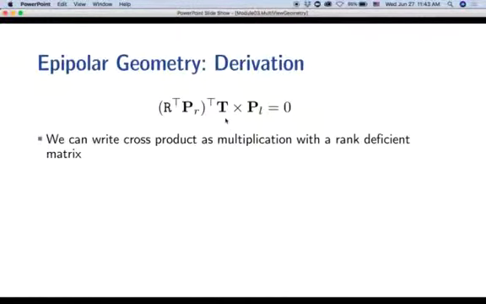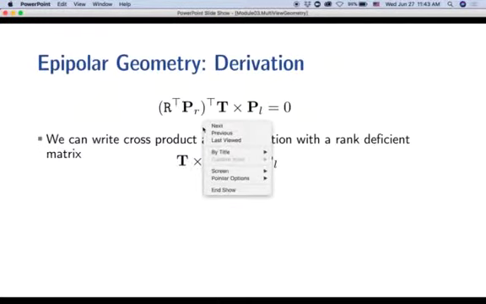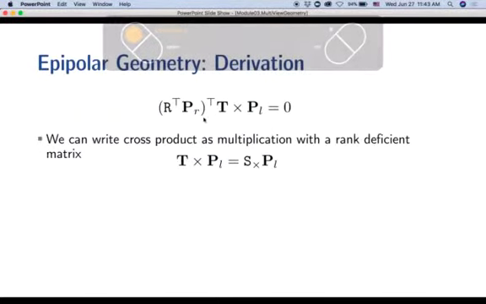I'm going to write this cross multiplication, which we did last time, as a skew symmetric matrix S. This is a notation I didn't use last time, but generally skew symmetric matrices are written with the subscript X in the textbook. We have seen that before.